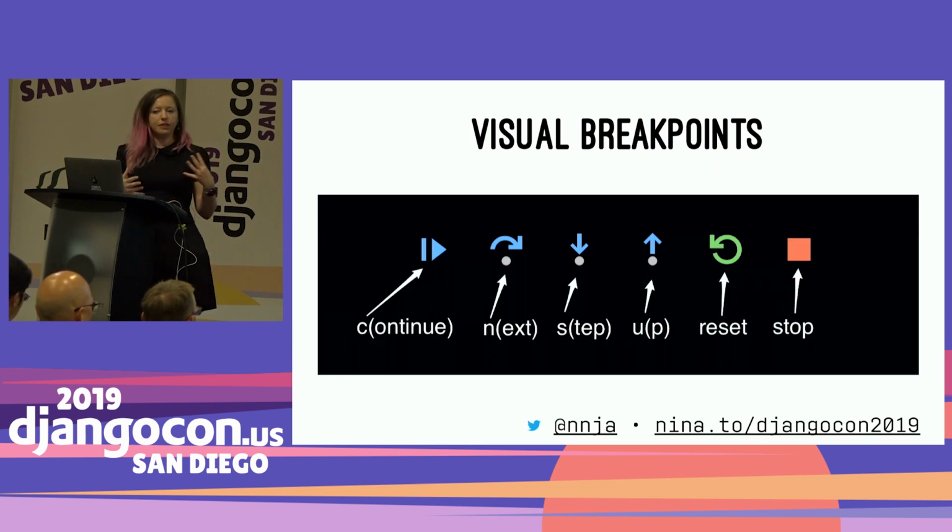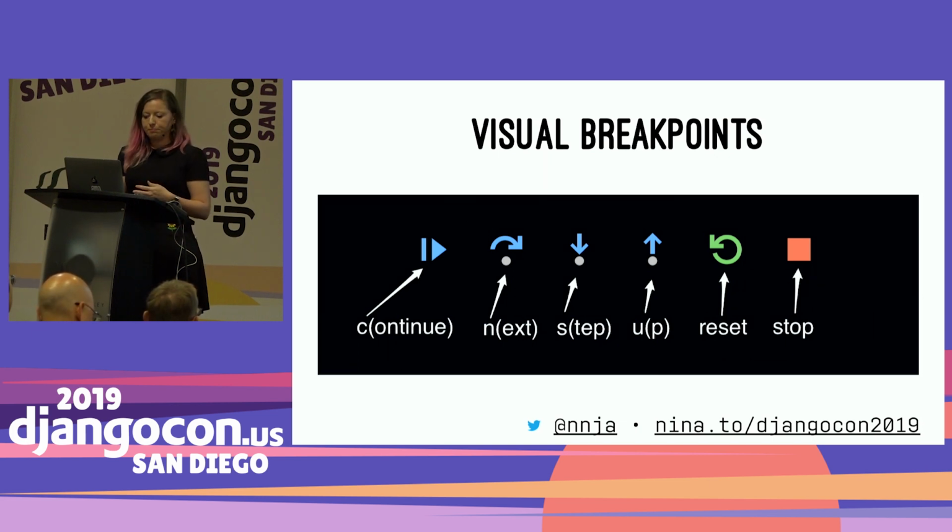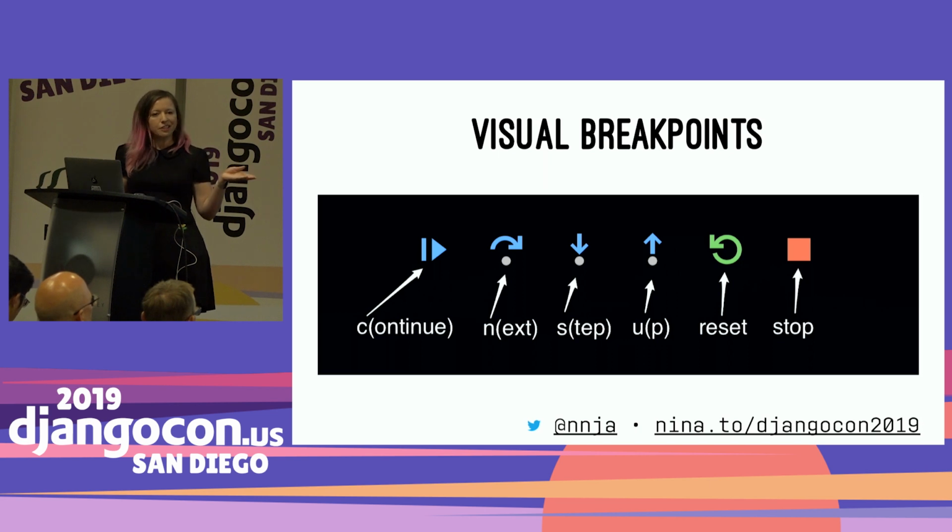You notice that I might have been clicking on those visual breakpoints, those icons. Those icons correlate to the same commands that you used on the CLI: C for continue, that play arrow, and the arrow with the jump over, that's N for next, etc. Kind of a handy guide here.